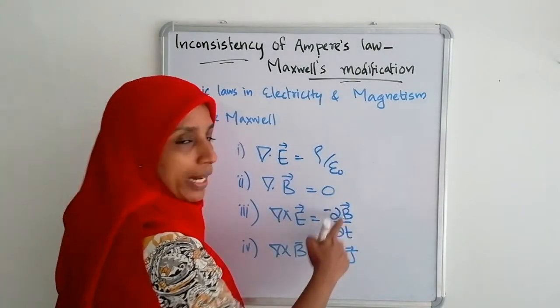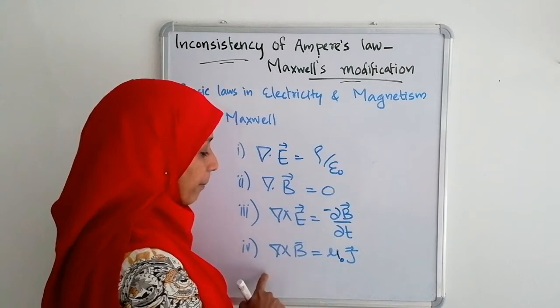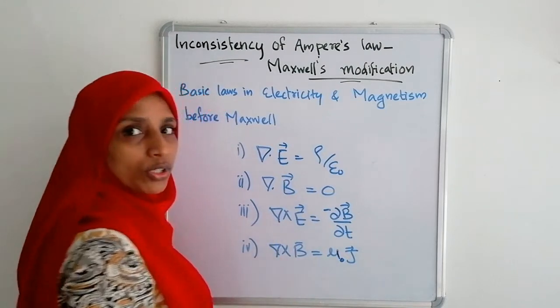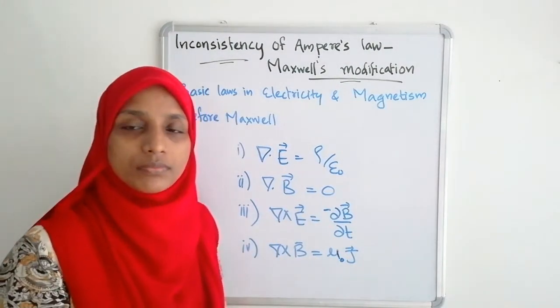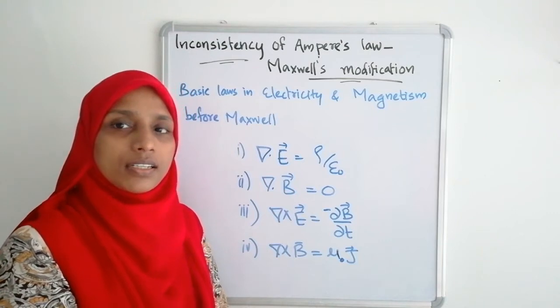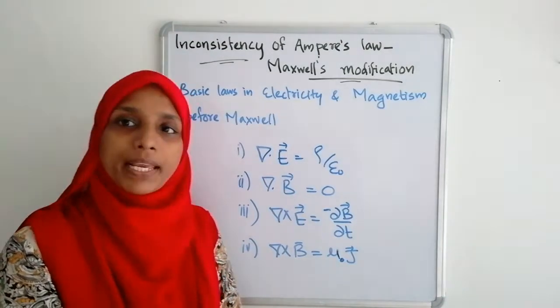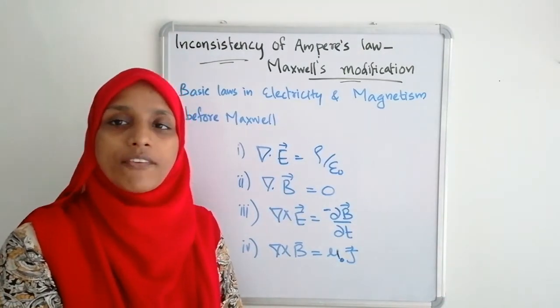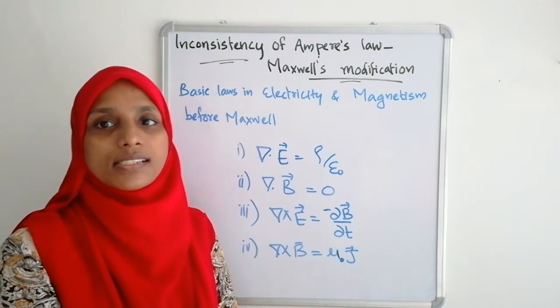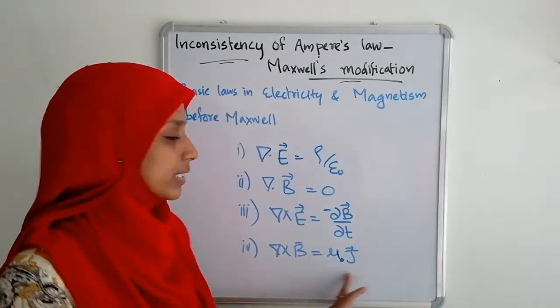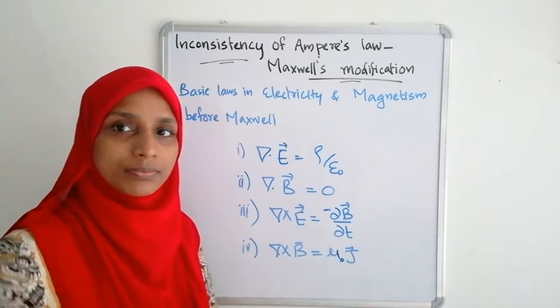and Faraday's law of induction, del cross E is equal to minus dou B by dou T, and the Ampere's law, del cross B is equal to mu 0 J. When we consider mathematical application across these equations, we get some inconsistency across this equation, Ampere's Circuital Law.